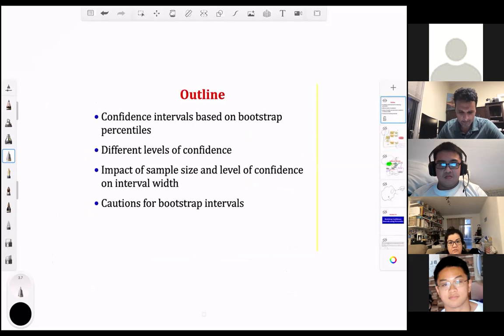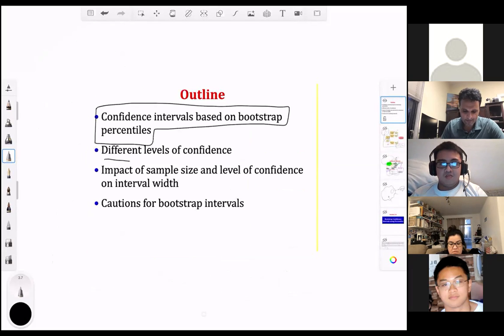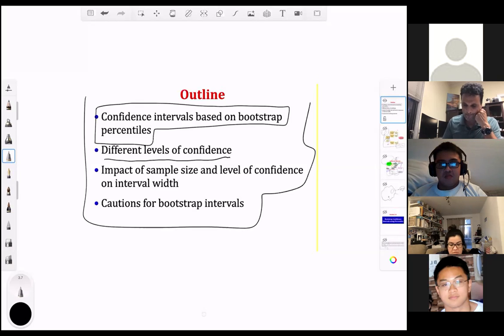So the outline is: confidence interval based on the Bootstrap percentile, which we will see in a couple of examples; different levels of confidence; the impact of sample size and level of confidence on interval width; and cautions for Bootstrap intervals. So we're going to go over this.